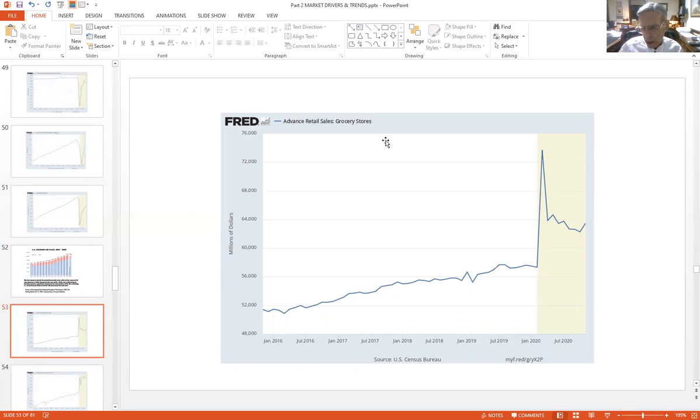Here are sales in grocery stores, and you can see there was a big pickup in the second quarter of the current year. Why is that? People staying at home.